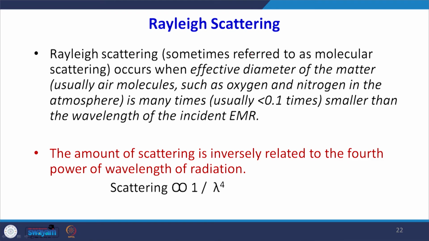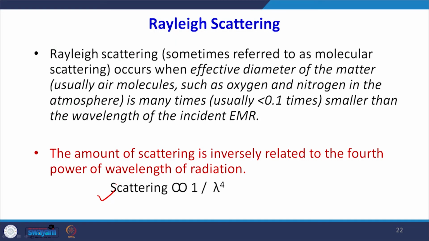So when we know the wavelength and the particle size is 1/10 or smaller than that, then the scattering which takes place is called Rayleigh scattering, or in other words we can relate the two. We can relate the amount of scattering as inversely proportional to the fourth power of the wavelength. So that is the relationship which exists.